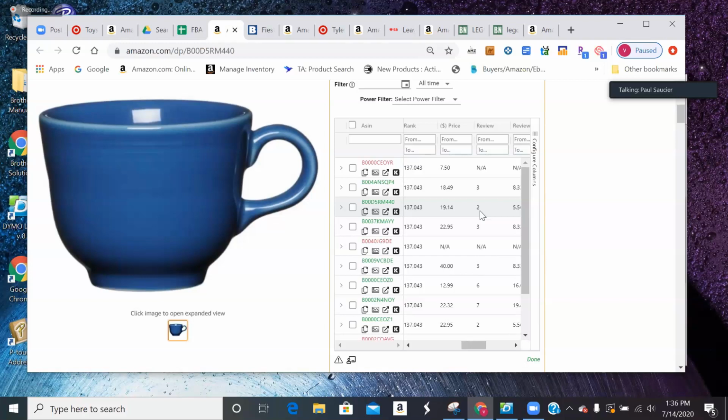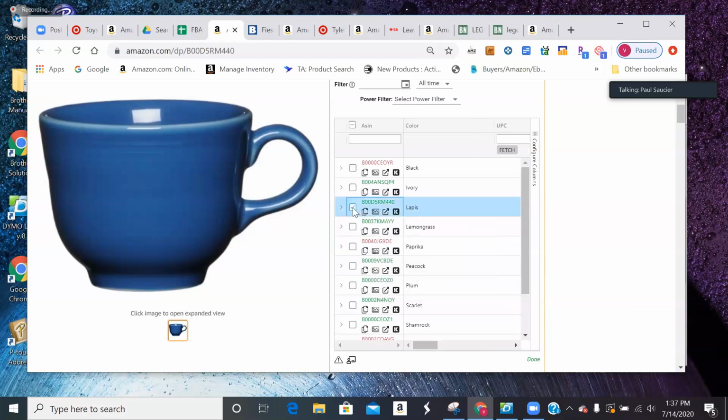The sales rank here is the same for all the variations. When that's the case, it means all of the sales for all the variations are being fed into the same sales rank. So you don't know whether the black, the ivory, the lemongrass or the paprika sells faster. Your only real hunch is based off of reviews. Price is obviously important, but that review percentage is really important.